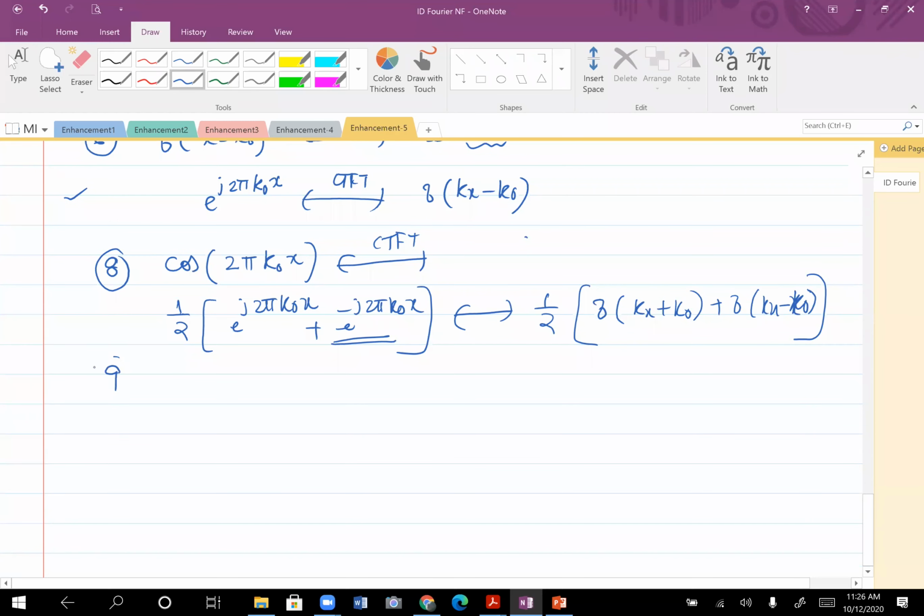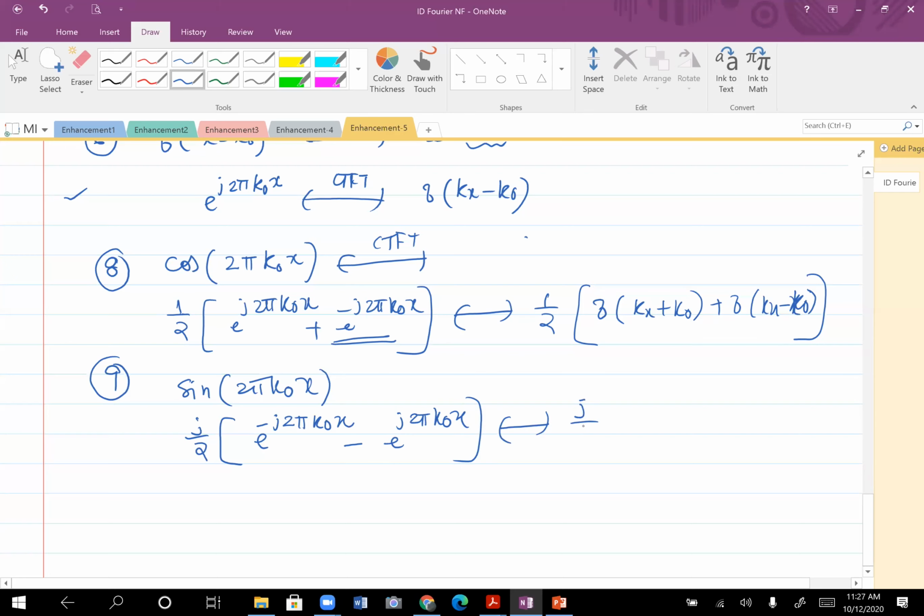I would like to do now the same thing for sine of 2 pi k naught x. How do I write it here? 1 by 2j, right? So that would be minus j by 2, correct? So let me write it as j by 2, and internally let me change that. That would give me e power minus j times 2 pi k naught x minus e power j times 2 pi k naught x. Am I correct?